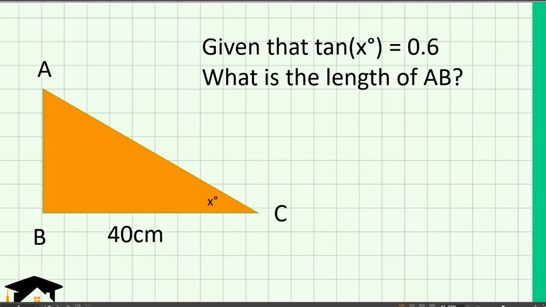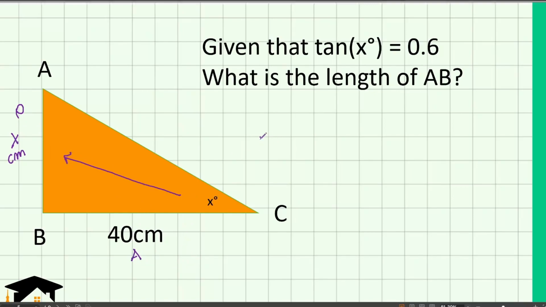Now we have a problem that can be a bit more complicated. We don't know what the angle is, but all we know is that the tangent of that angle is 0.6. And we're asked to calculate what is the length of AB. So if this side is AB, I have to calculate this x. And for this triangle with this angle, this is the opposite. And this side here will be the adjacent.